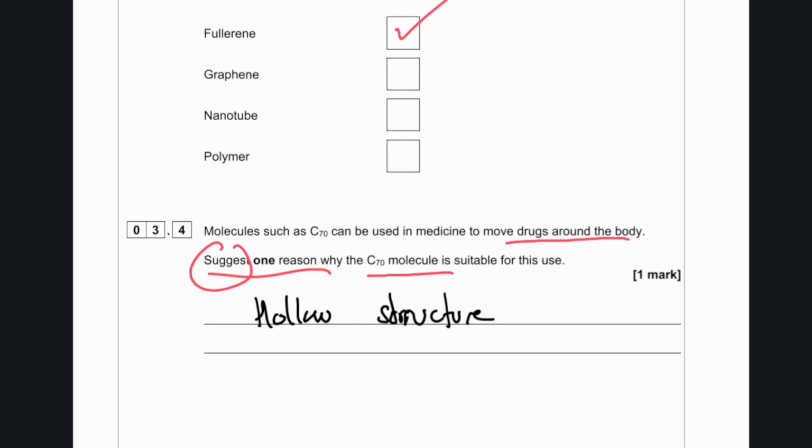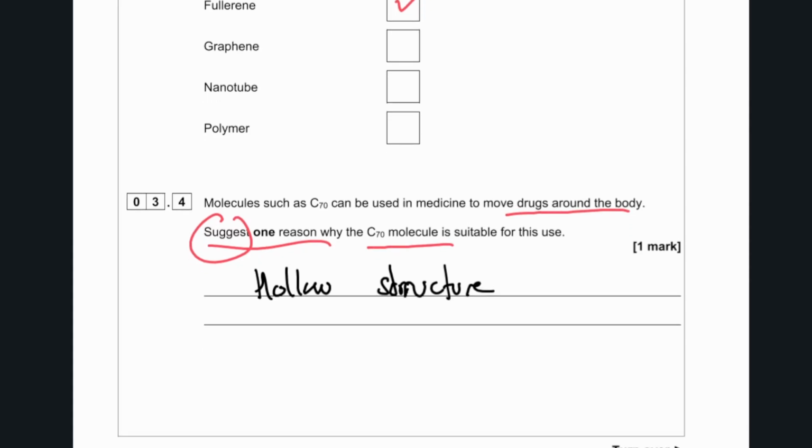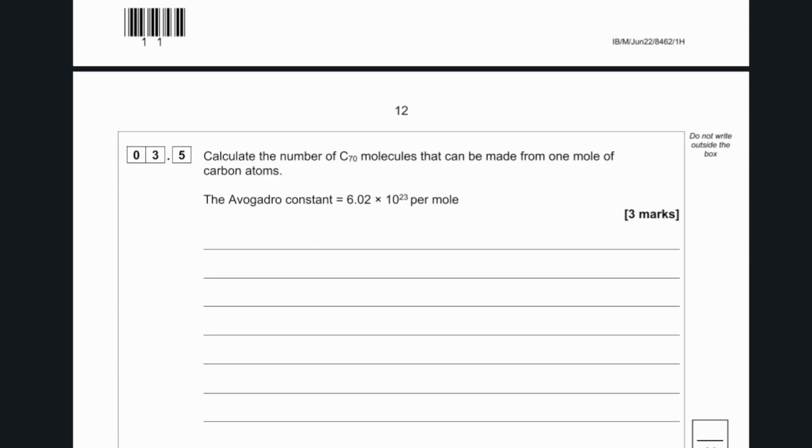But if you put a hollow structure, that would be enough to get you the marks. Again, it's a suggest question, so you could put other things. You could say it's not reactive, so it's not going to react with the body. It's not toxic, it's not going to harm the body if you use it to administer drugs. And it's got a large surface area to volume ratio, and that's to do with absorption. If you put drugs inside your body, you want them to be absorbed. Okay, but any sensible suggestion would get you the mark.